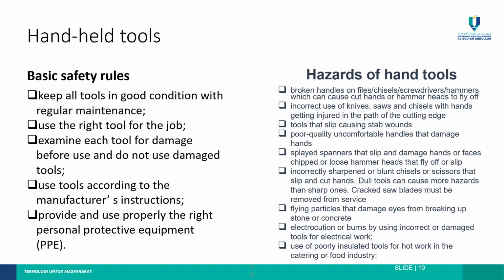Common hazards related to hand tools, for example, broken handles on files and incorrect use of knives. For example, instead of using a screwdriver, you use a knife to turn the screw or nuts. The other one is when you are using the knife, always push the knife outwards, not towards you. We will never know whether you might slip when you are pressing the knife towards you, and then the knife might injure you.